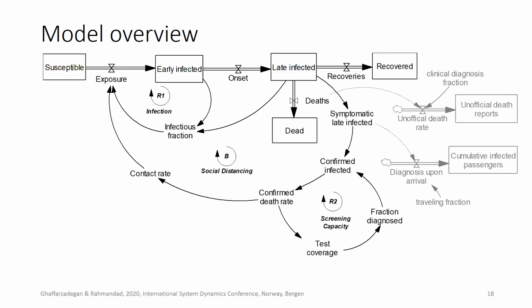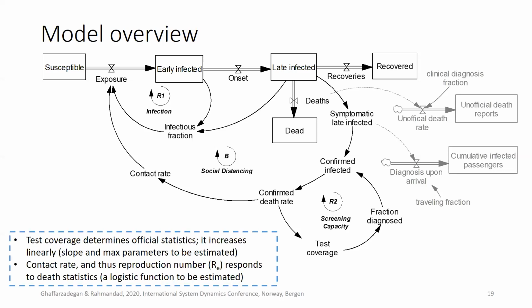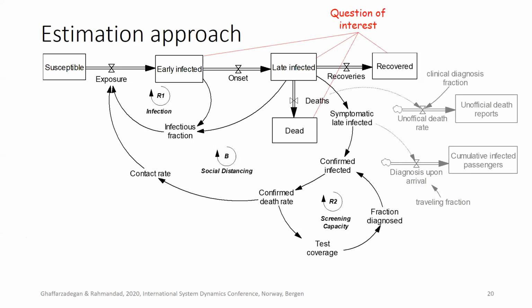Early on, before closing airports, we have some diagnosis upon arrival, and we can also have that in the model. So once you have this model, your reproduction number, first of all, is endogenous. It is changing in the model based on how the situation is evolving. And then coverage of the test is also changing endogenously in the model. What do we need to know? The question in this research is about these 4 variables. So we would like to have estimations of these 4. What do we have? We have data on confirmed infected, confirmed death.